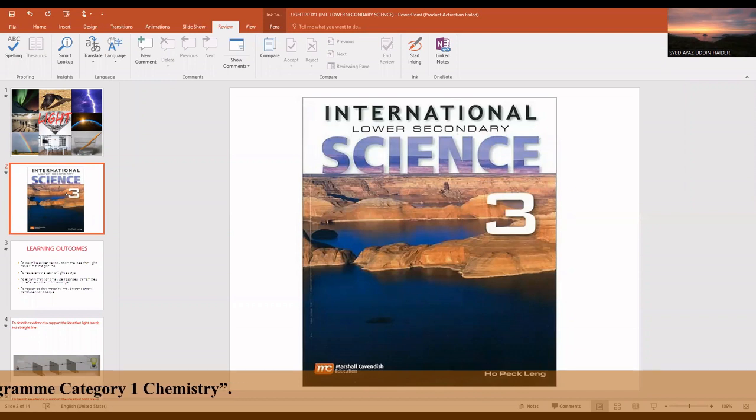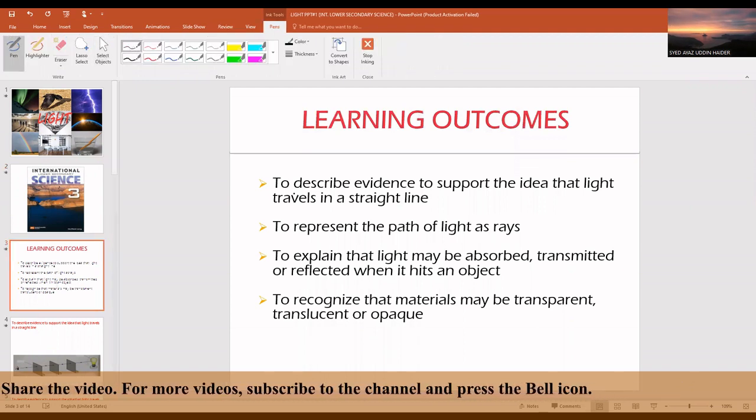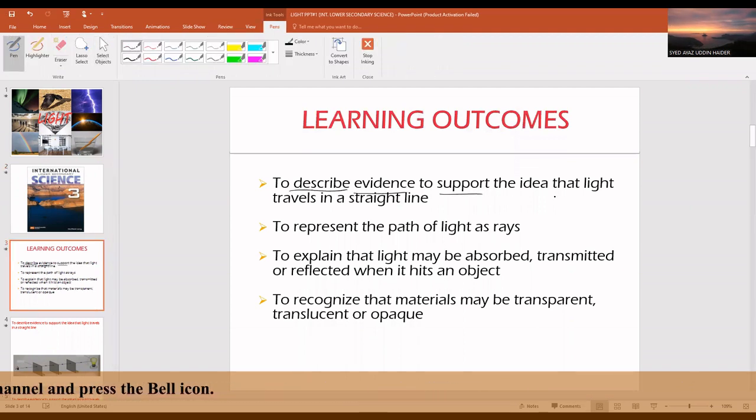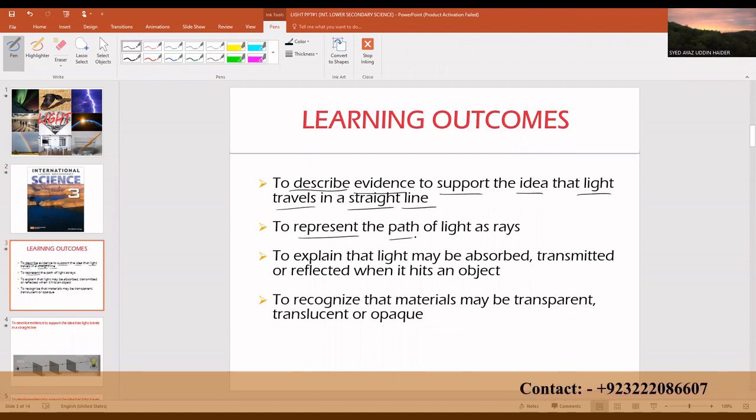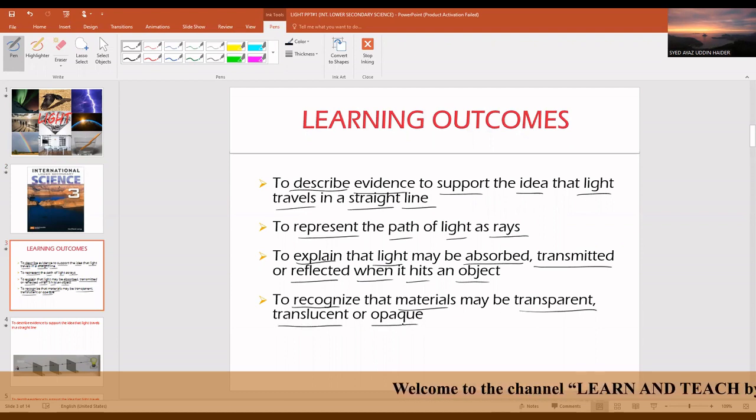Let's begin with the learning outcomes for this lesson. To describe evidence to support the idea that light travels in a straight line, to represent the path of light as rays, to explain that light may be absorbed, transmitted, or reflected when it hits an object, to recognize that materials may be transparent, translucent, or opaque.